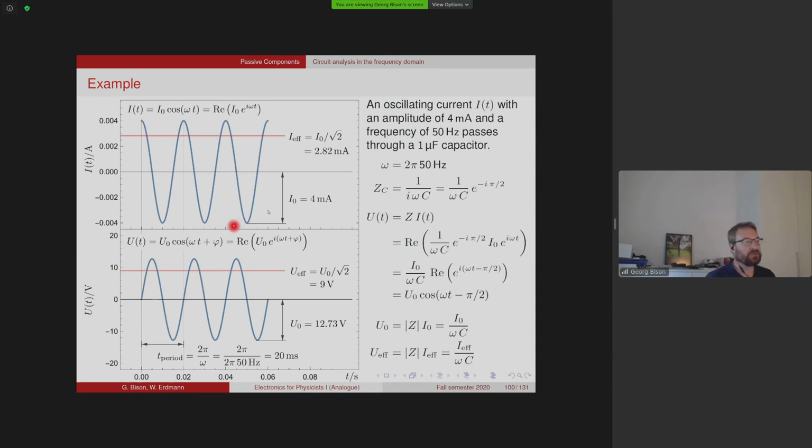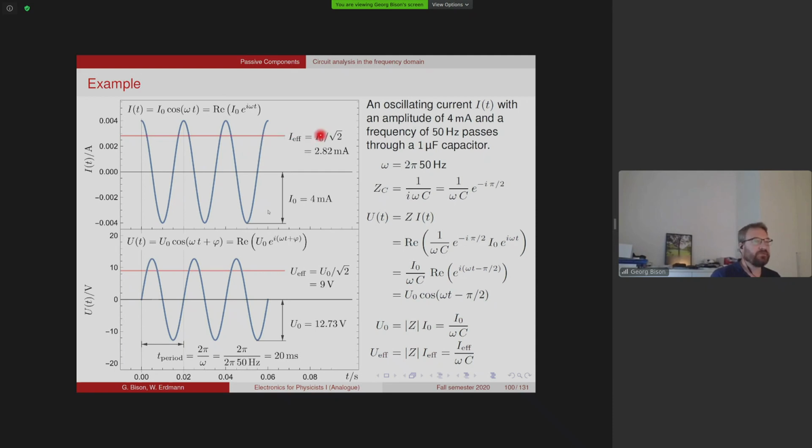In electronics, often amplitudes are also measured as peak-to-peak values. So from here to here, and then of course you just have to double this value. Another important quantity is the effective current, which is this peak current divided by the square root of 2. And the effective current defines how much power is transmitted by this signal. So it's the DC current which has the same amount of power as this sine wave.